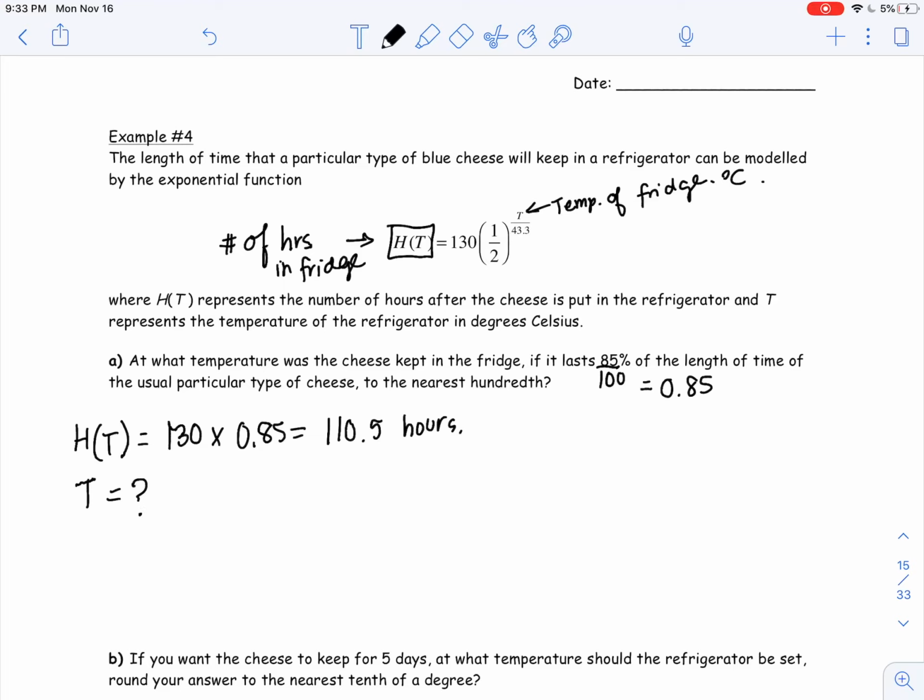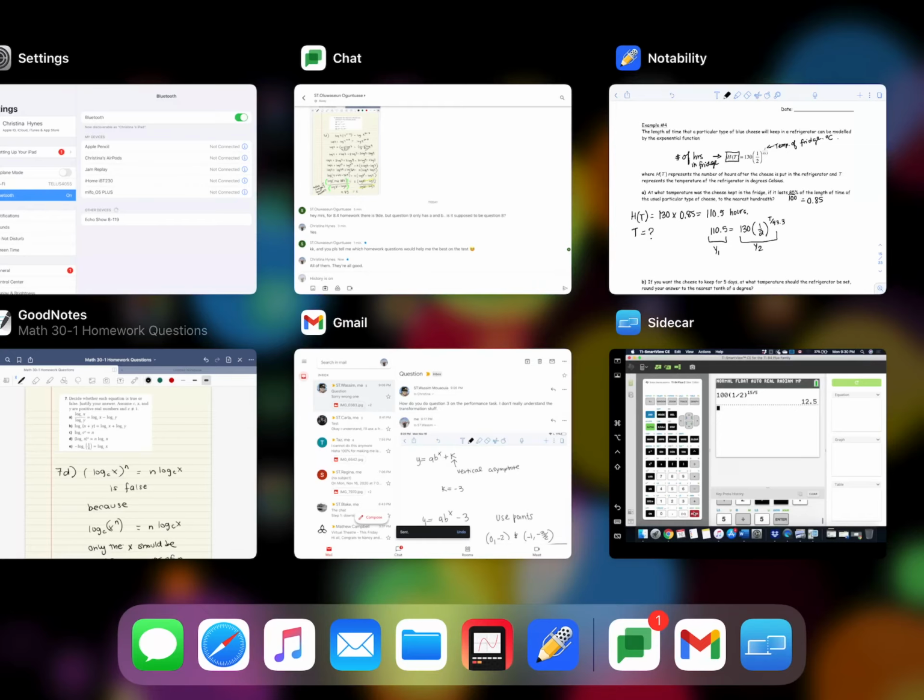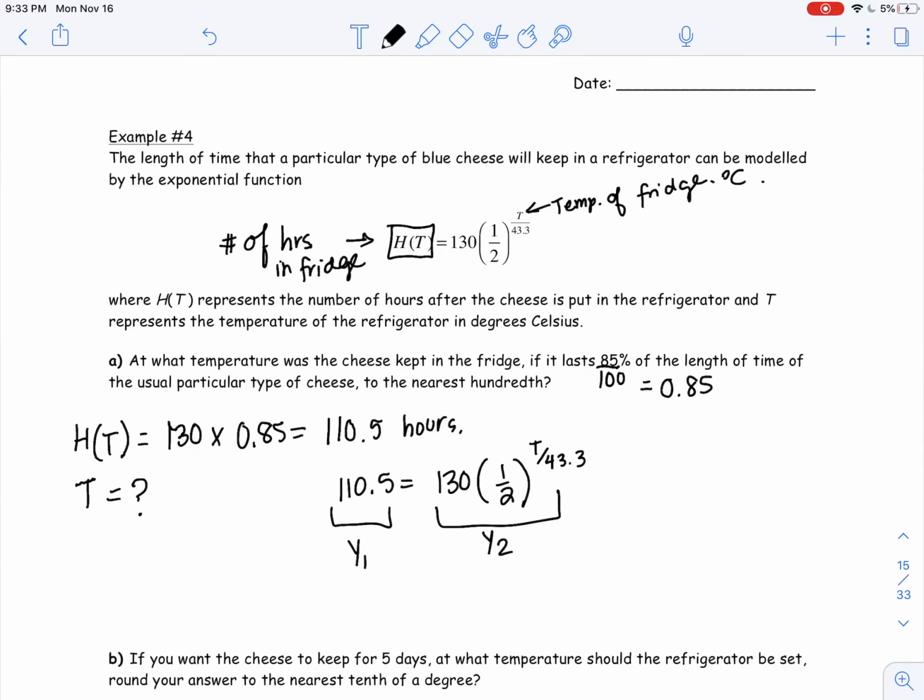Next, we're going to substitute that for h of t, because our final goal is to find capital T, the temperature that the cheese should be kept at in the fridge. So we're going to replace h of t with 110.5. Everything else stays the same. And then this is where I put the left side of the equation into y1 and the right side of the equation into y2 in my calculator. I'll just leave that for a second longer if you need to write that down.